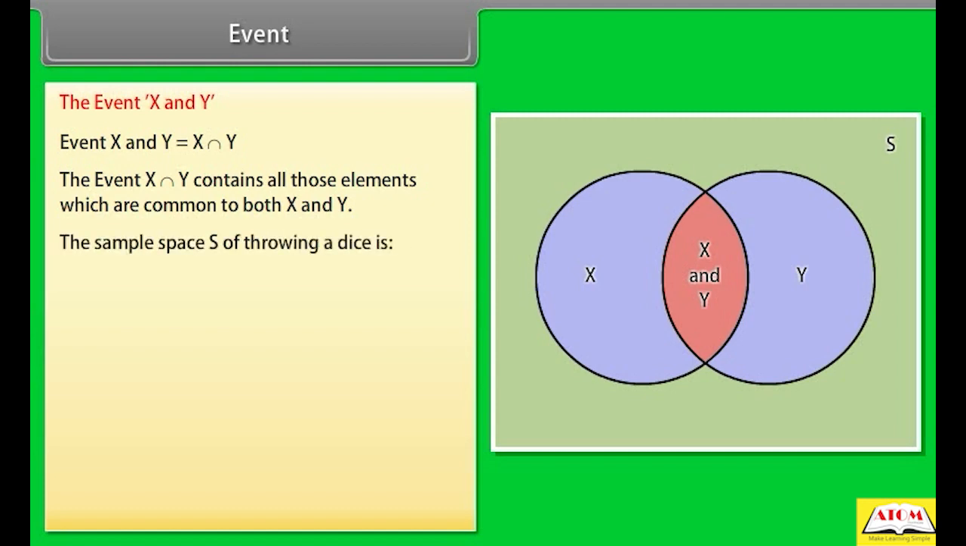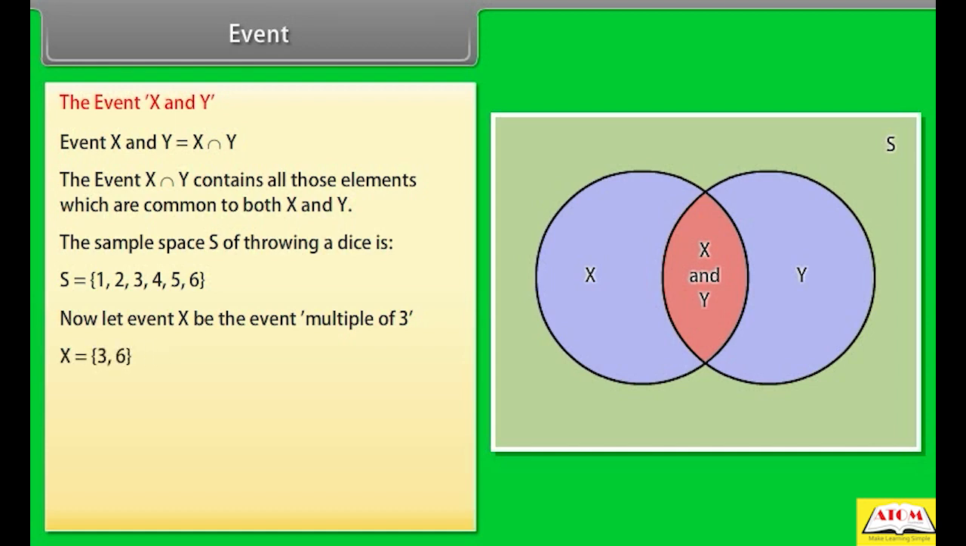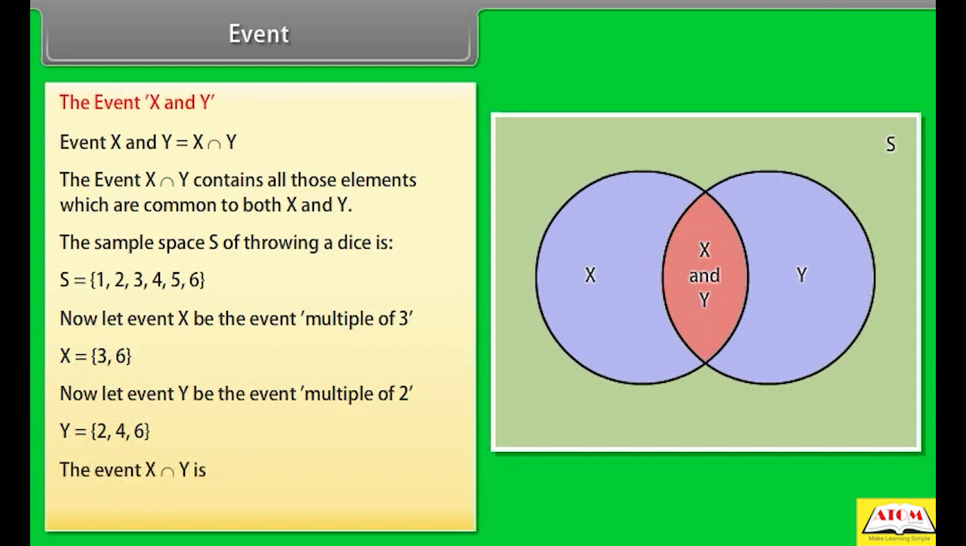The sample space S of throwing a dice is S = {1, 2, 3, 4, 5, 6}. Now let event X be the event multiple of 3. X = {3, 6}. Now let event Y be the event multiple of 2. Y = {2, 4, 6}. The event X intersection Y is equal to {6}.